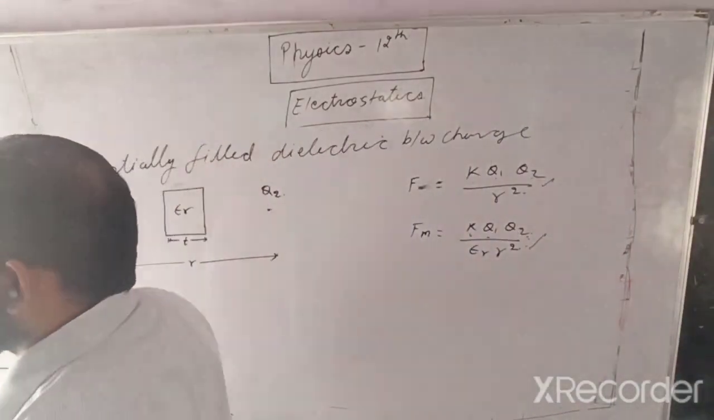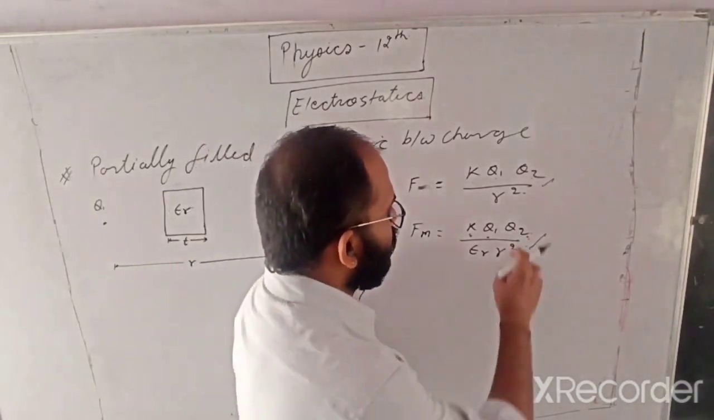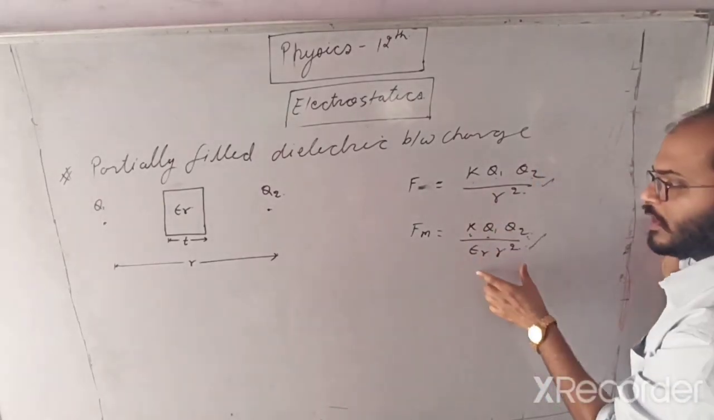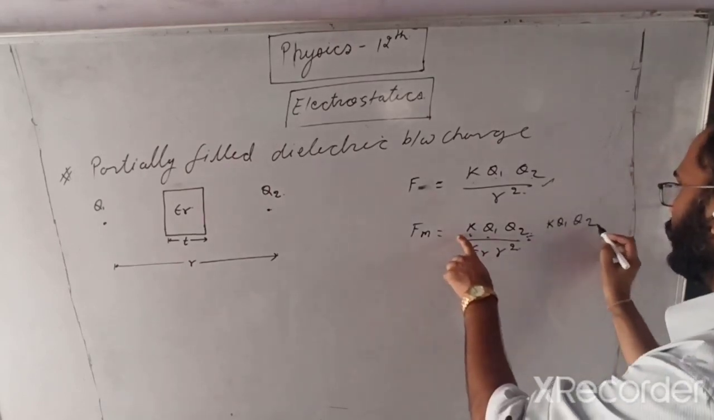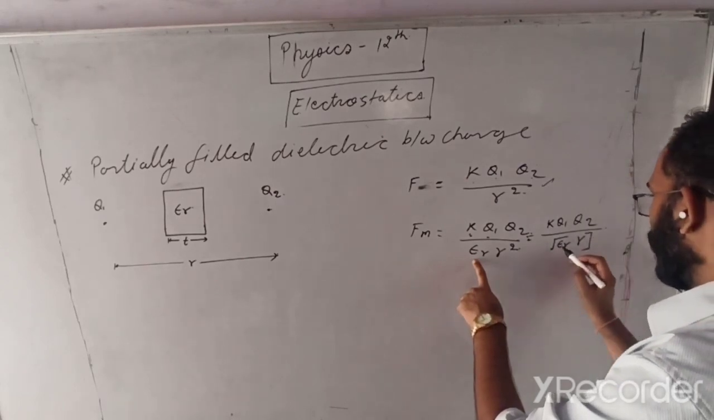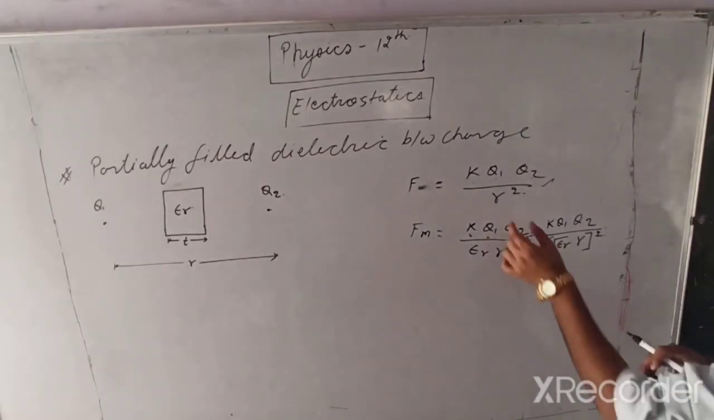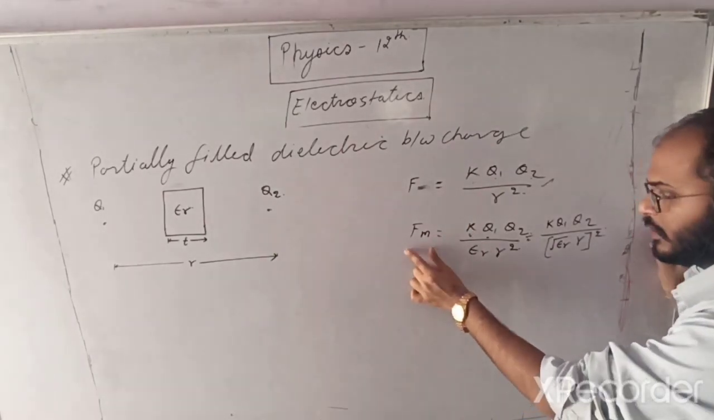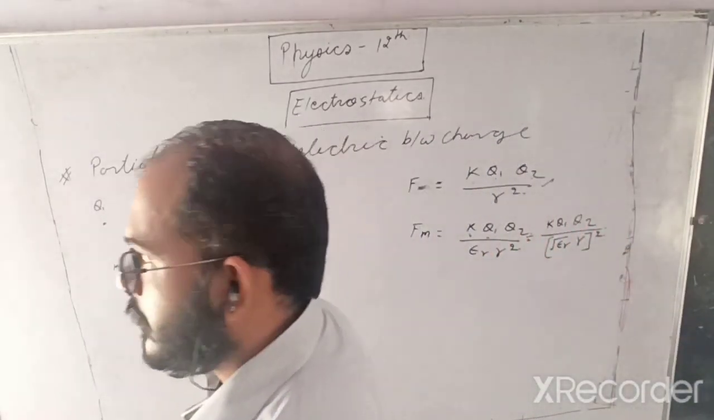According to Coulomb's law, the force between the charged particles is inversely proportional to the square of the separation. Now the effective separation is changed by filling the medium, or we can write Q1 Q2 upon root of epsilon r into R whole square. Is that clear? In free space the separation is R, and when the medium is filled the separation is root of epsilon r into R. Is that clear?